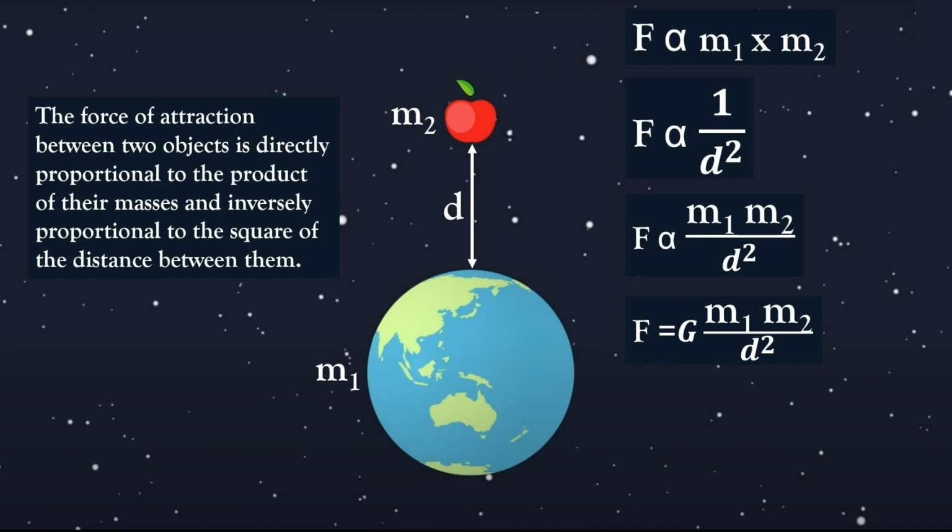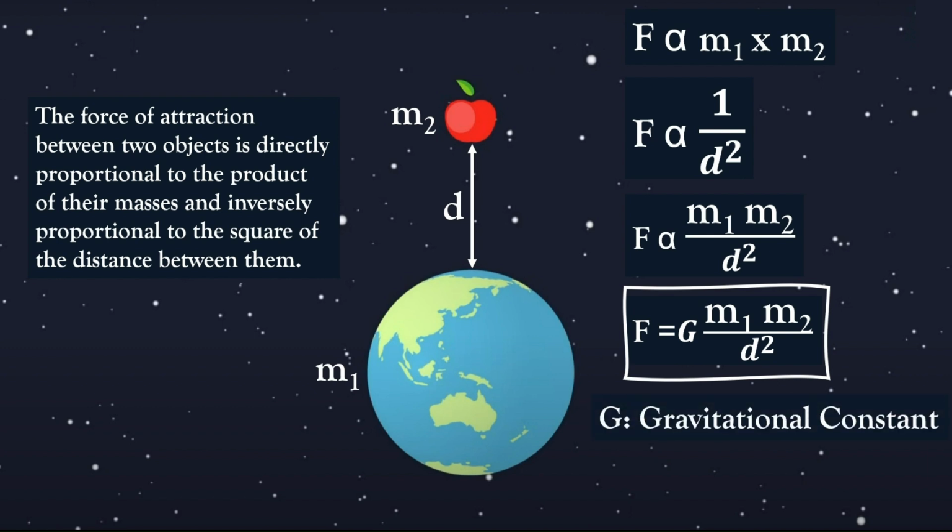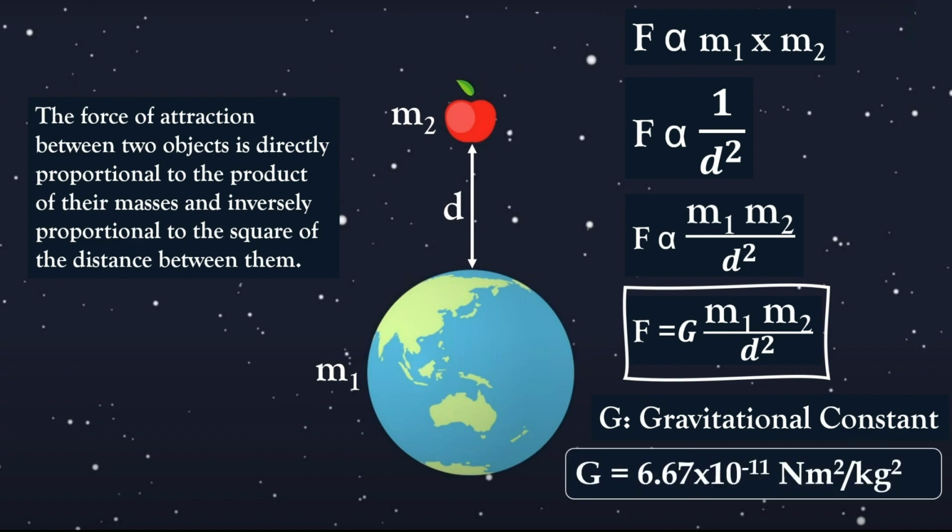Here G is a constant. This equation is popularly known as Newton's universal law of gravitation. F is equal to G into m1 m2 by d square. Here G is the gravitational constant having a value of 6.67 into 10 raised to minus 11 Newton meter square per kilogram square. So let us find out how the mass of the bodies and the distance between the bodies affect the gravitational force of attraction between them.